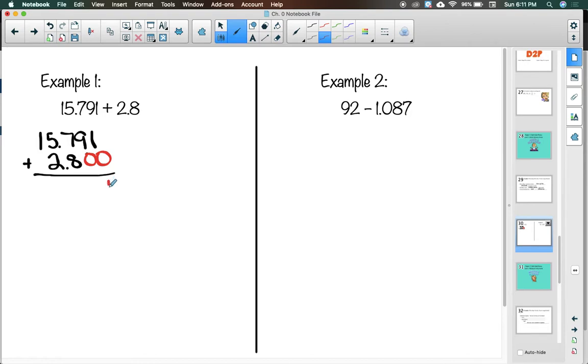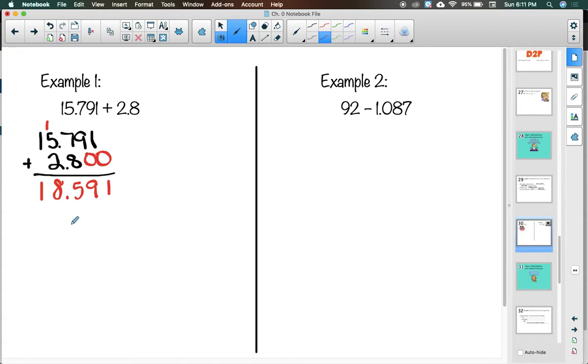1 plus 0 is 1. 9 plus 0 is 9. 7 plus 8 is 15. Carry the 1. 1 plus 5 is 6. Plus 2 is 8. And 1 plus nothing is 1. Don't forget to bring your decimal down into your sum, right in line with my other two decimals. So my final answer is 18 and 591 thousandths.